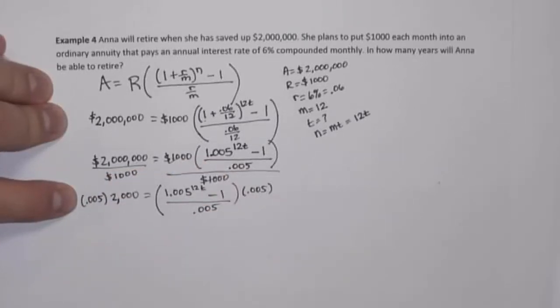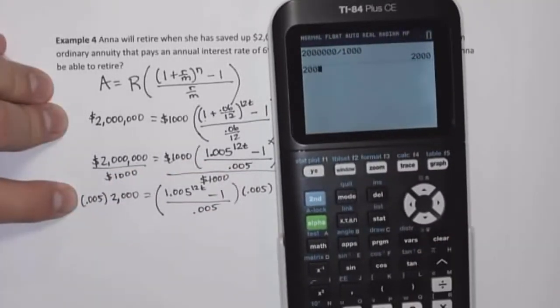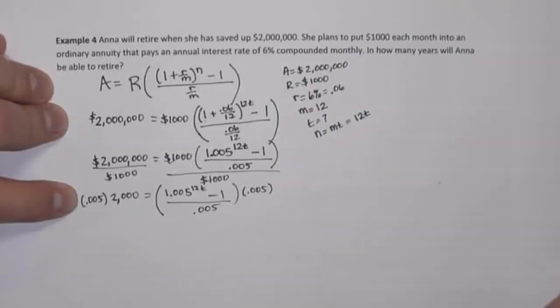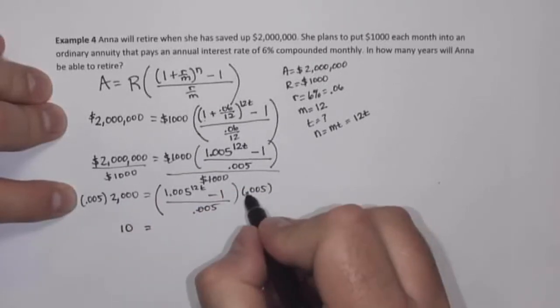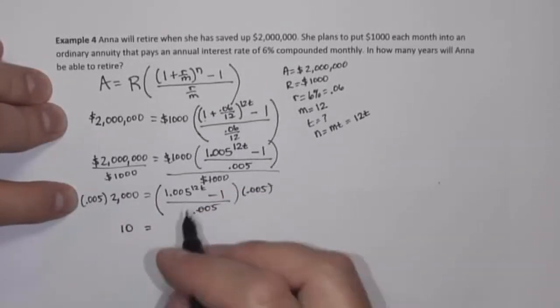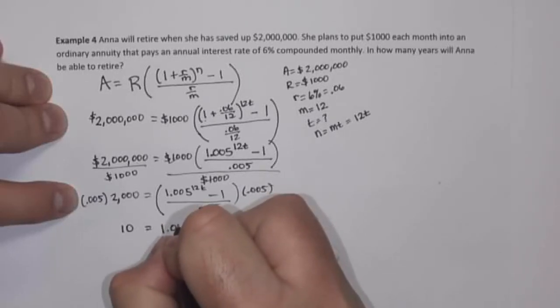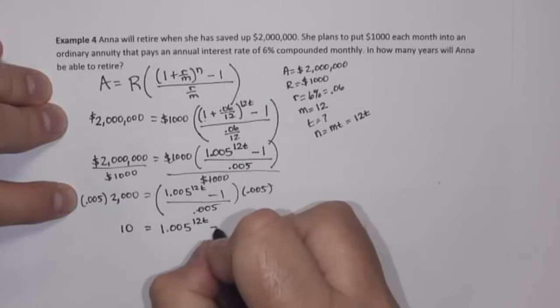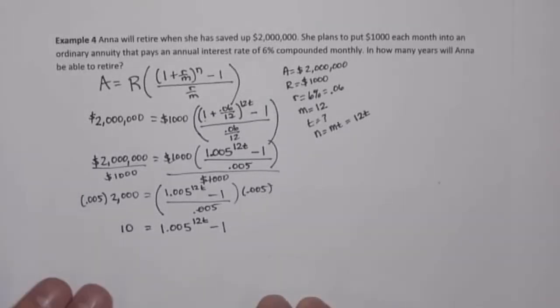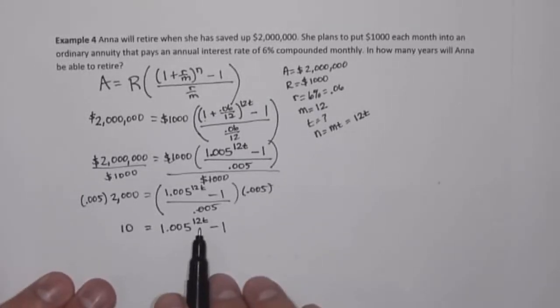So I'm multiplying both sides by 0.005. So if I take 2,000 times 0.005, that is 10. So on the left side here I have 10. And on the right-hand side that divides out. And so I'm left with 1.005 raised to the 12t power minus 1. So again, I'm trying to solve for t.